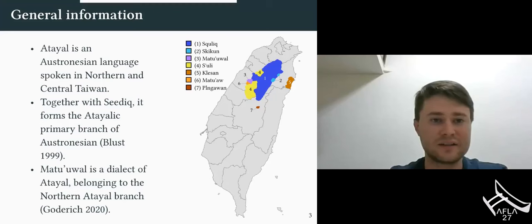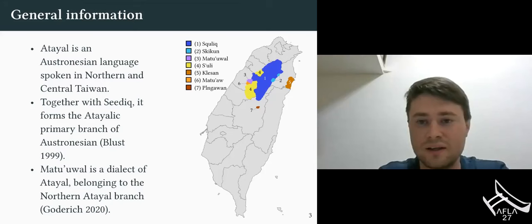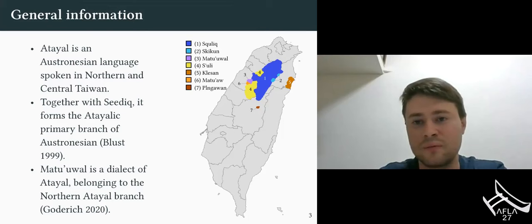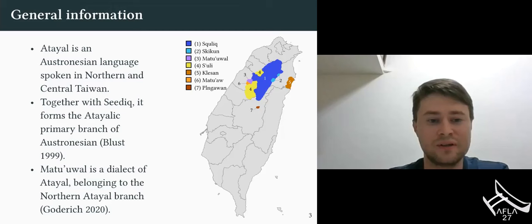Atayal is an Austronesian language, of course, spoken in northern and central Taiwan. You see it here on the map. This map has seven dialects from my dissertation. Matu'uwal is number three over here in Miaoli County. Together with Sedap, it's part of the Atayalic branch, closely related to it. Other than that, it seems to be a primary branch of Austronesian. Matu'uwal belongs to the northern Atayal branch, according to my own analysis.